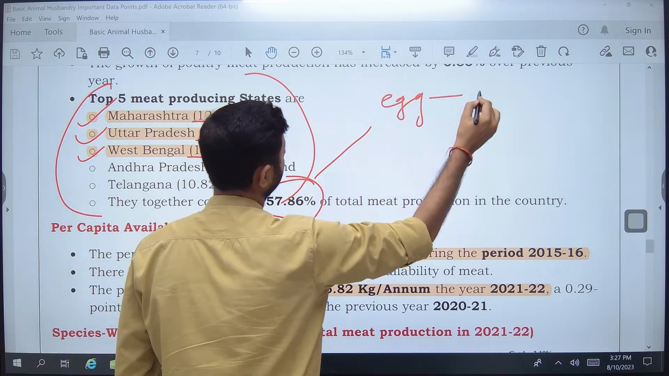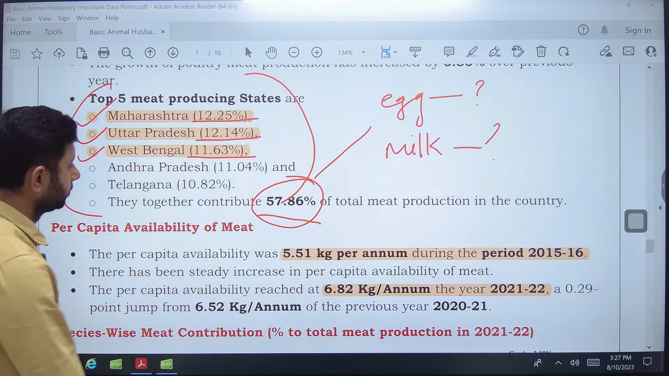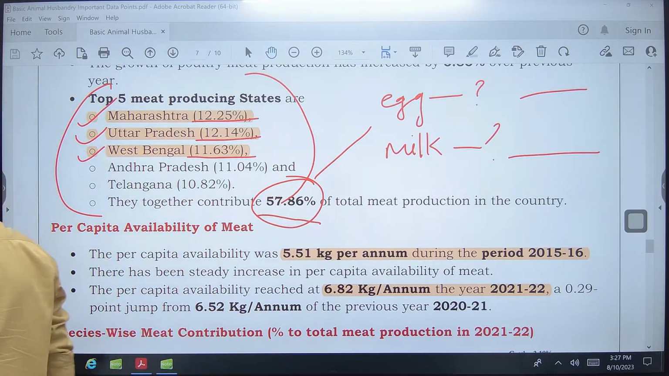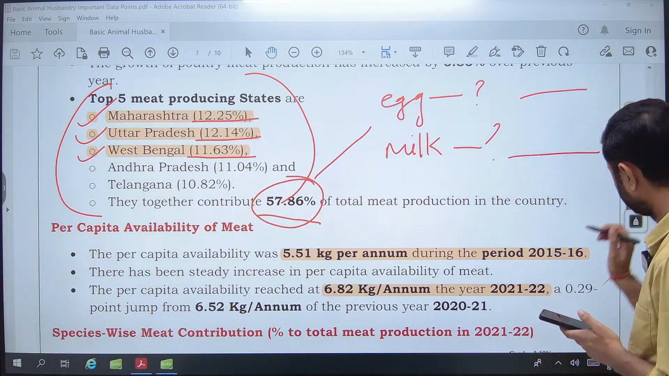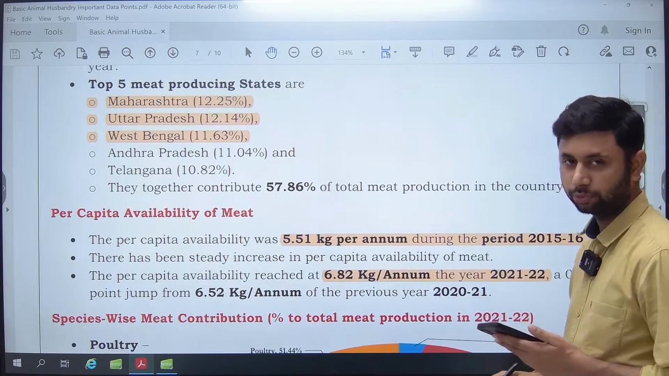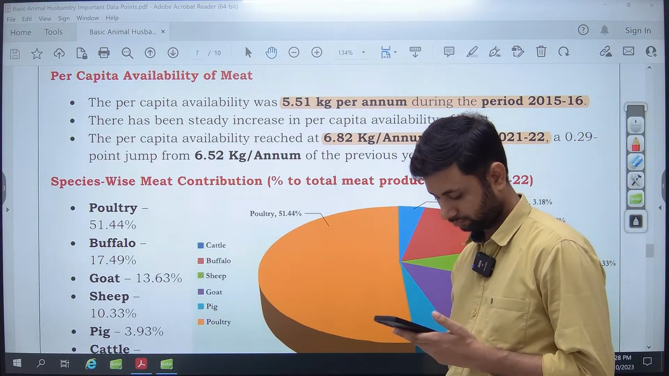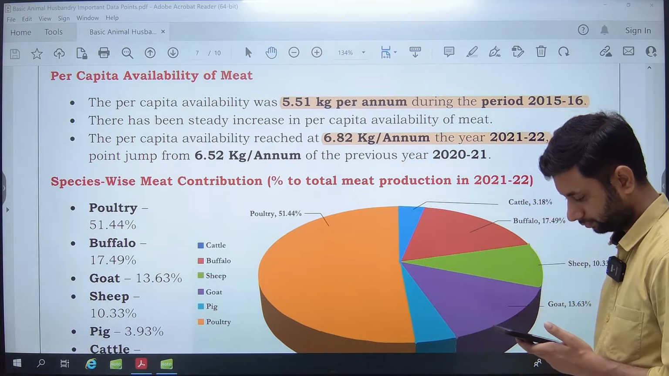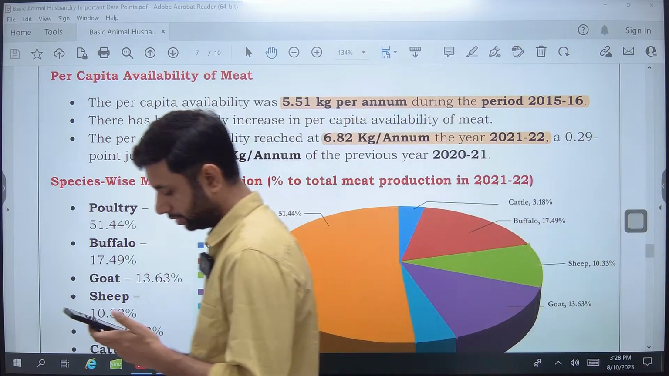In the egg case, how much was there? Also, in the milk case, how much was the contribution of top 5 producing states? Do tell me in the comments. Yes, 53 in milk, 65 in egg. Good. And what were the top 2 producing states in case of egg? Good. Both of you good. Well done. Andhra Pradesh and Tamil Nadu.